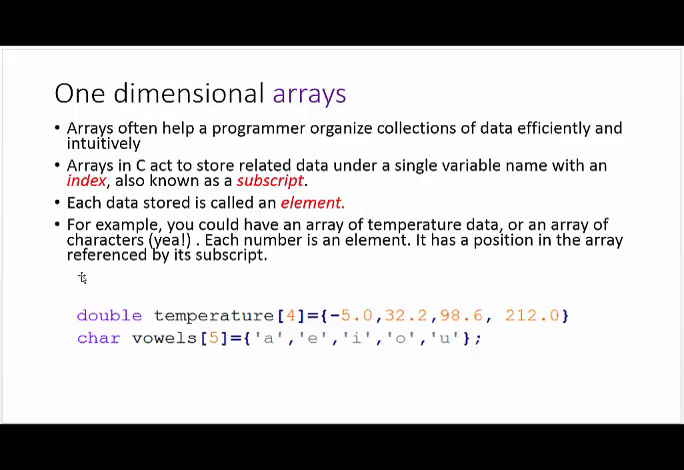So here are some examples, and this is also how you declare an array. For example, here is an array of temperature data. The data type is double. It's an array and it has 4 elements. Notice when I make the declaration, I have to put these square brackets and say how big the array is, and then I say here are the values in the array, double numbers. I can have an array of characters. For example, here's a vowels array that has 5 characters in it, and I can define it this way.